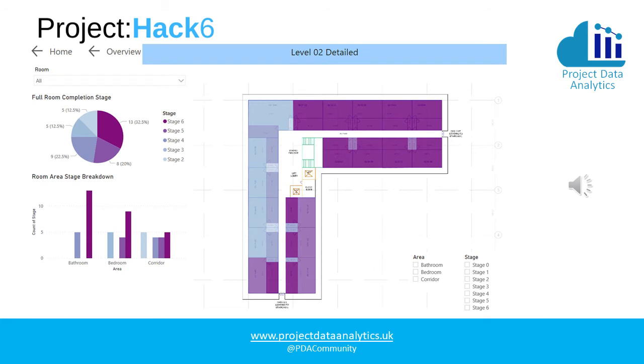The user can then navigate to the detailed overview, which shows the rooms in stages identified from the data. We also created a stage 6 that represents when the room's completed. From this dashboard, the user can select the different stages to display on the floor plan, and this can be further broken down into areas. So, for example, if the user's a subcontractor fitting bathrooms, then they only need to look at the bathrooms.